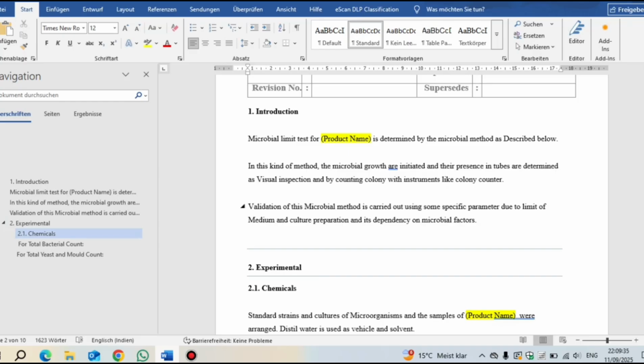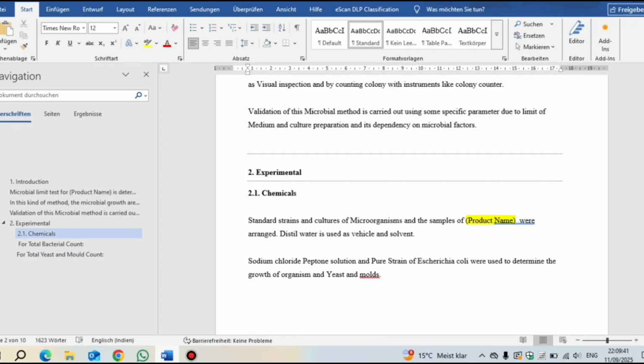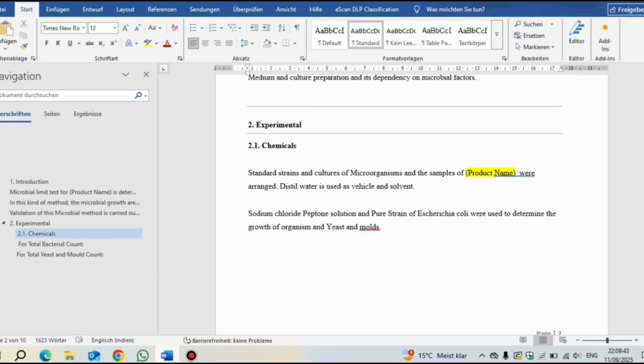Second point is experimental chemicals. The standard strains and cultures of microorganisms and the sample name were arranged. Distilled water is used as a vehicle and solvent. Sodium chloride peptone solution and pure strain of E. coli were used to determine the growth of organisms and yeast and molds.